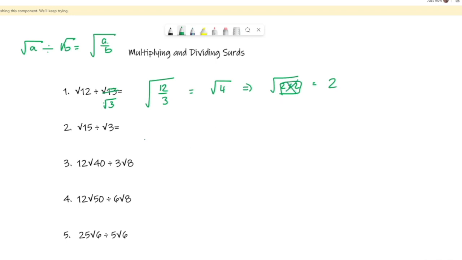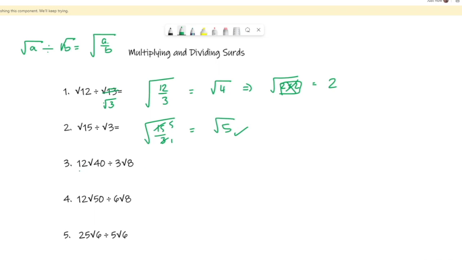Let's see the next one. Root 15 over root 3. So this one will be root 5, because 15 divided by 3 is 5. 5 is a prime number. We cannot factorize it, so that's the answer, root 5. It will stay like this.